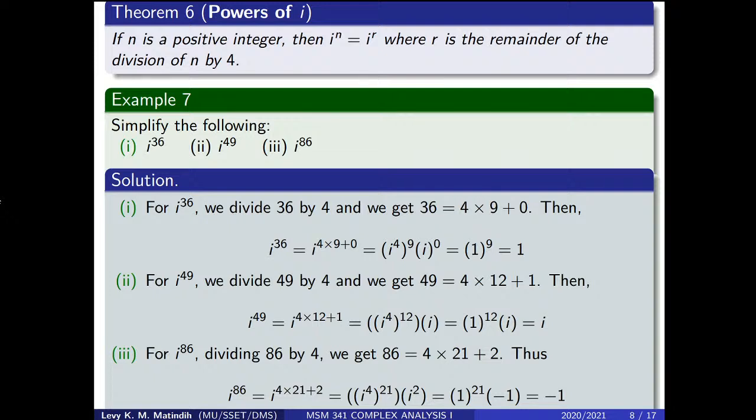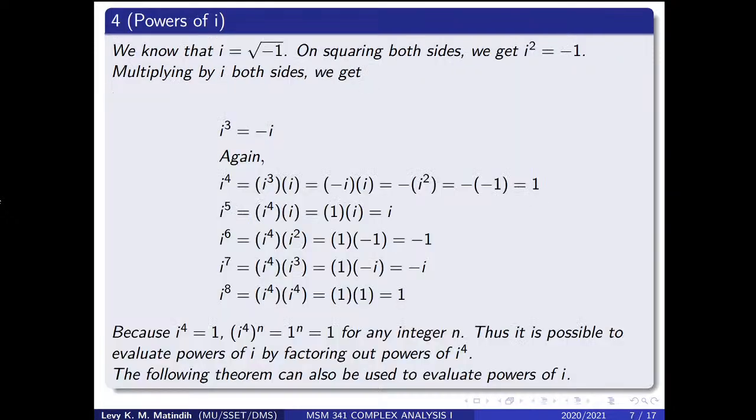Maybe before I come to this example, remember, no matter how big the number is, when we divide it by 4, the remainder will either be 0, 1, 2, or 3. The remainder will never exceed 3. So you can think of any number, and when you divide it by 4, the remainder can either be 0, 1, 2, or 3. Let's go back to these powers.